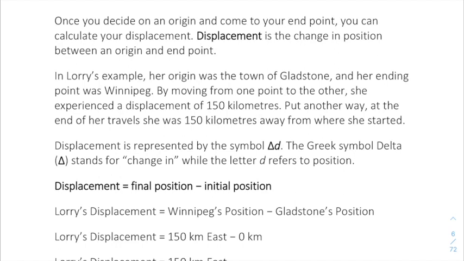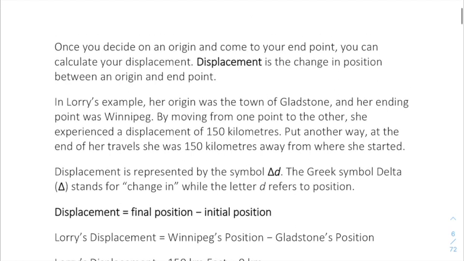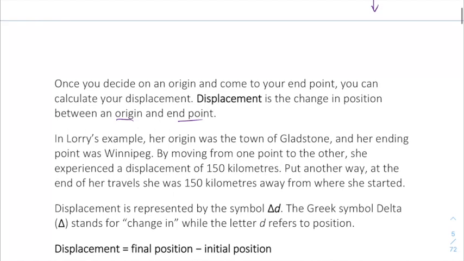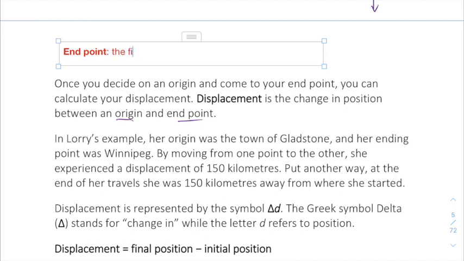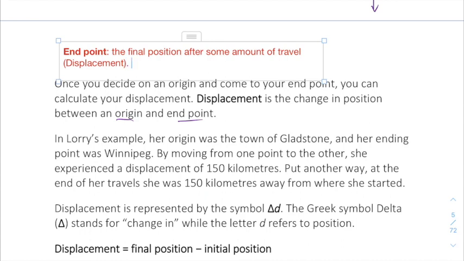The displacement is the change in position between an origin and an endpoint. So maybe we should put a little definition for an endpoint. Endpoint: the final position after some amount of travel. And in this case we can call that displacement. The displacement is the change between the origin and the endpoint.